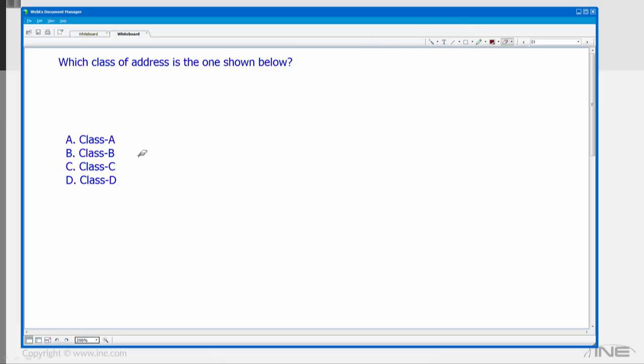Let's do two more. What class of address is that? Okay, hopefully once again you said that was a Class A because the 128-bit is off, and with the 128-bit off, you're done. That is a Class A address. What about this address?